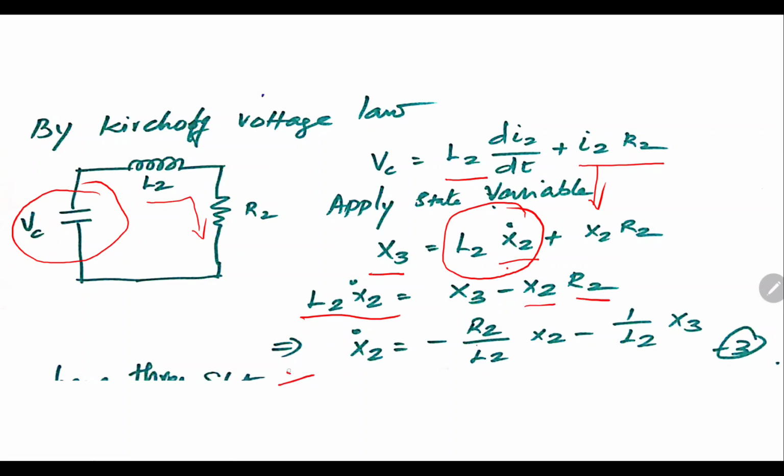Now I am going to divide the entire equation by L2. When I am dividing, L2 will cancel out. So x2 dot is equal to, I am writing x2 first, minus R2 by L2 x2 plus 1 by L2 x3. So here, when I divide the entire equation by L2, I will get R2 by L2 and 1 by L2. So x2 dot is equal to minus R2 by L2 x2 plus 1 by L2 x3. This is the third equation.